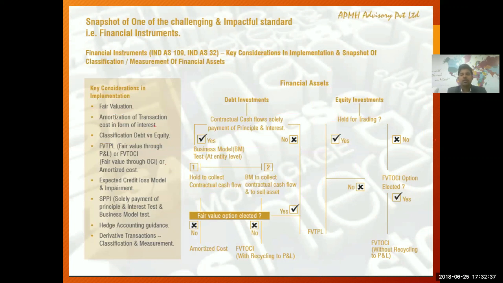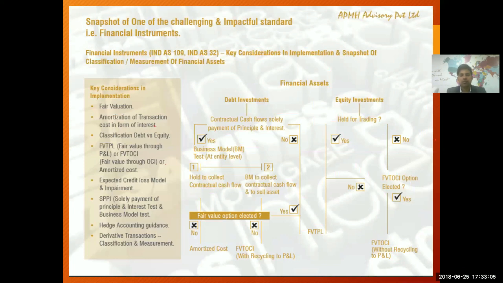In case of equity investment, let us check that. Here also there are two criteria. Of course, the contractual cash flow test will not get satisfied in case of equity investment, because there are no fixed contractual cash flows in equity investment. So we will check whether it is held for trading or held till maturity. Say it is held long term and not for trading. Then you have an FVTOCI option.